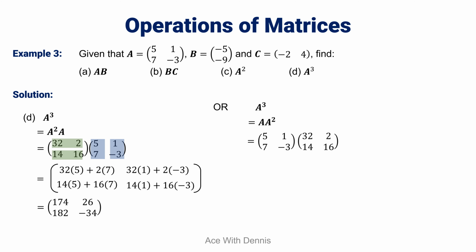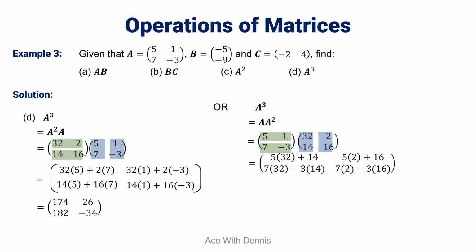So let's substitute the corresponding matrices inside here, which is matrix 5, 1, 7, -3 times matrix 32, 2, 14, 16. So will we get the same result as the first part? Let's try it out. Alright, so again, the first matrix, we visually group the elements horizontally, and for the second matrix, we visually group the elements vertically. And then we'll multiply one by one.